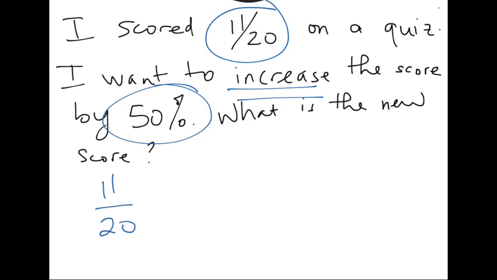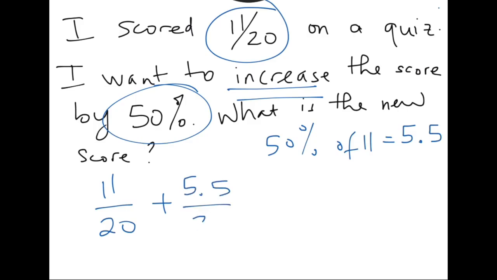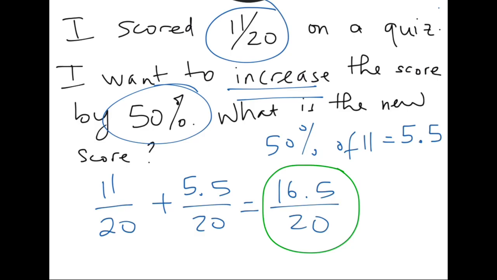So what is 50% of 11? 50% of 11 is 11 divided by 2. So that would be 5.5. So I want to add 5.5 out of 20, and that will end up being 16.5 out of 20. That will be my new score if I increase my original score by 50%.